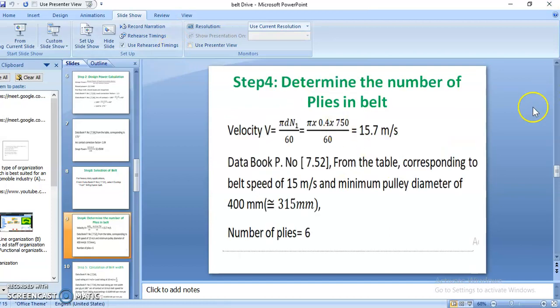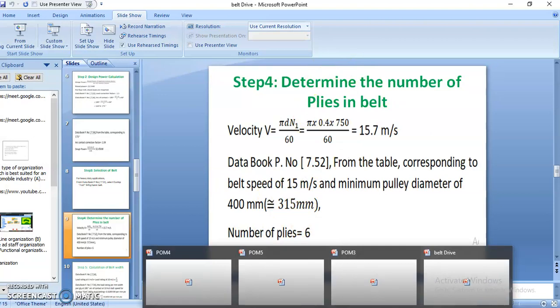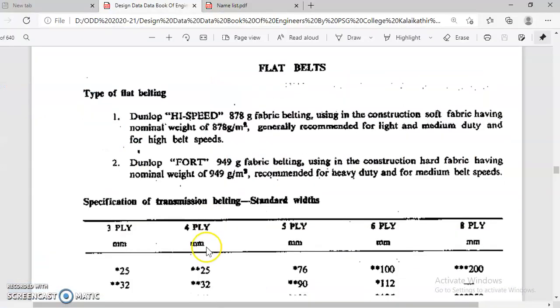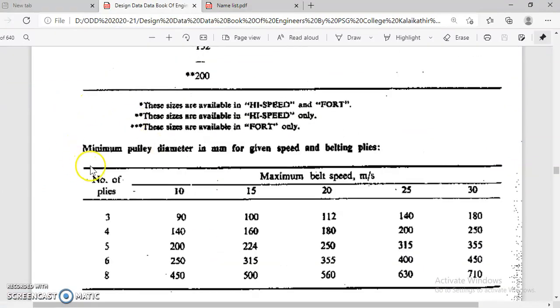Then fourth step, you have to determine the number of plies in the belt. Number of plies represents the number of layers in the belt drive. The belt is not made up of a single material. It is made up of different layers, like plywood. That layer is called the number of plies. Number of plies can be determined from the data book page number 7.52. That is minimum pulley diameter. Minimum pulley diameter is the smaller pulley diameter, which we have calculated as 0.4 meter, equal to 400 mm.